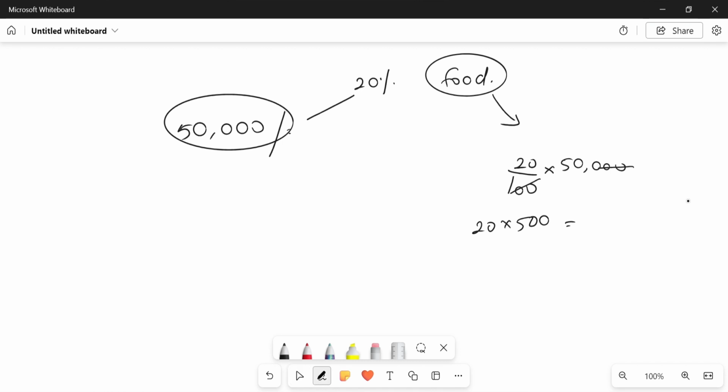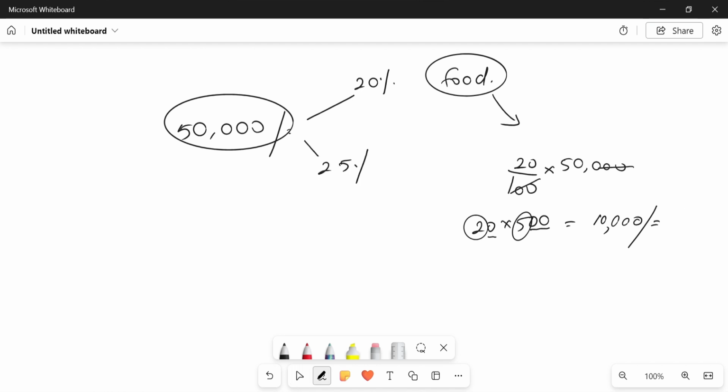Easy multiplication ways, you know. First count the zeros. If zeros come in multiplication, count the zeros and write them. 3 zeros are there. Then multiply these 2 and 5. 2 times 5, 10. So he is spending 10,000 out of 50,000. 10,000 rupees is spent on food.